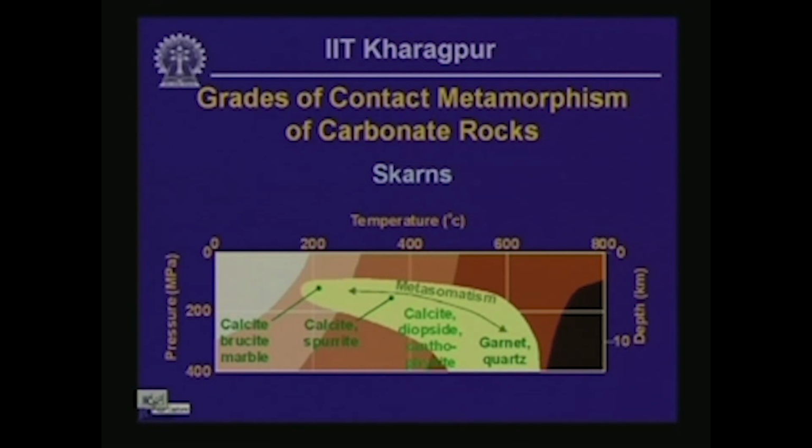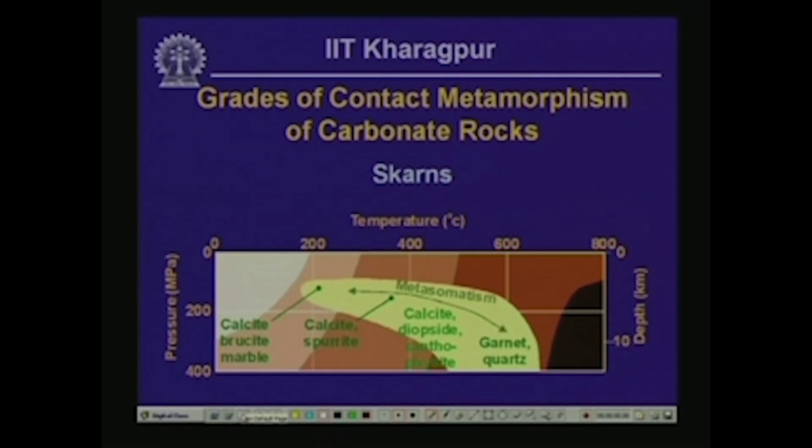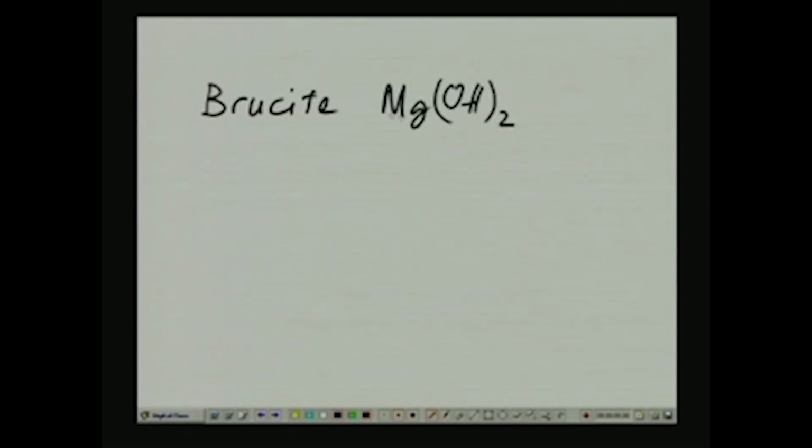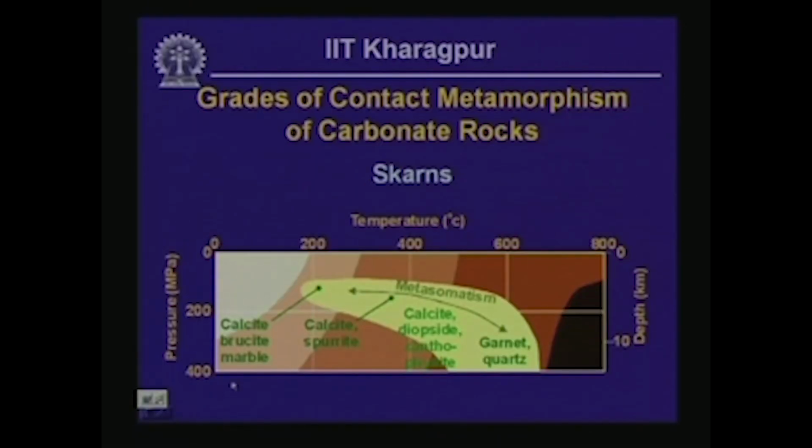If you recall what is meant by brucite from your chemistry class, or from the discussion we have had, you may already know this one. So, what we mean by brucite is essentially this particular chemical. So, here we start with calcite and brucite. Calcite, as you know already, is simply calcium carbonate, and then at the lowest grade of metamorphism, we get marbles in this case.